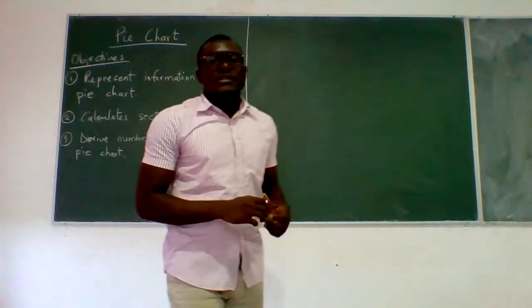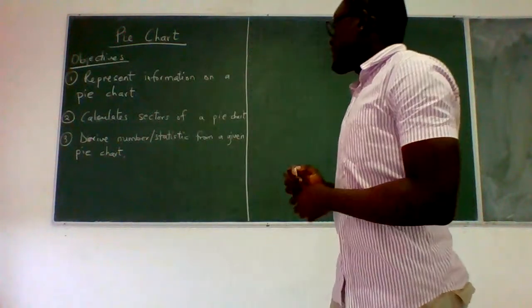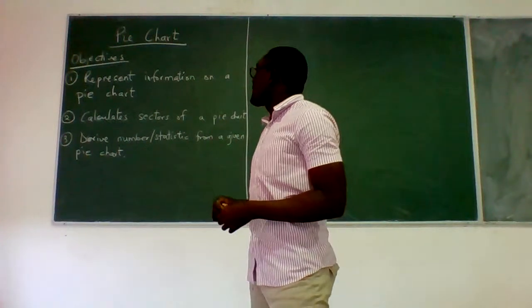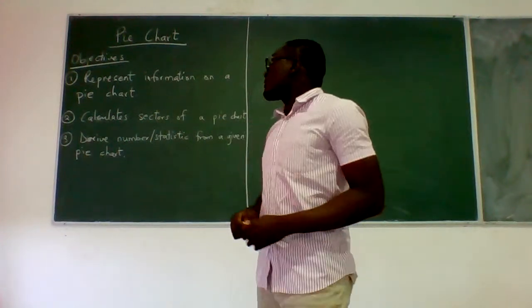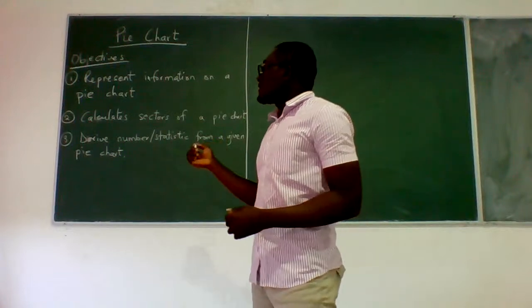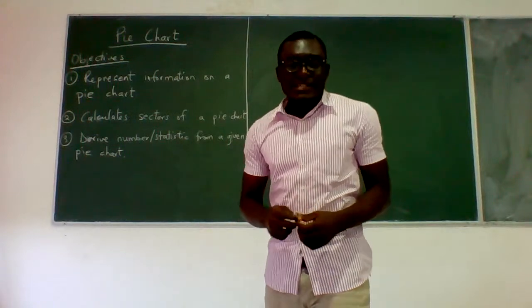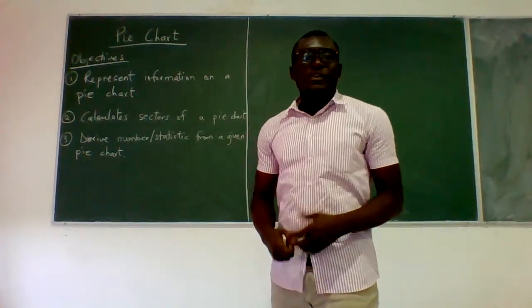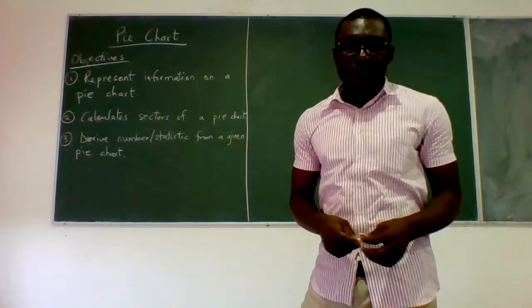Okay, so these three things are what you are going to consider today. So you are basically going to look at how to represent any information at all on a pie chart, and then how to calculate the sectors of a pie chart. And then if the pie chart is already given to you, how do you derive certain things out of it?